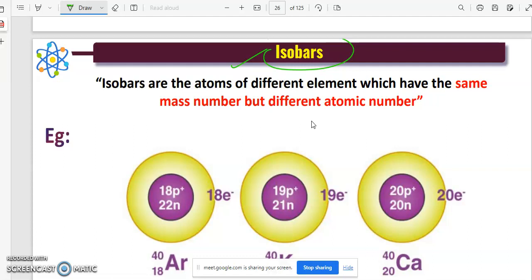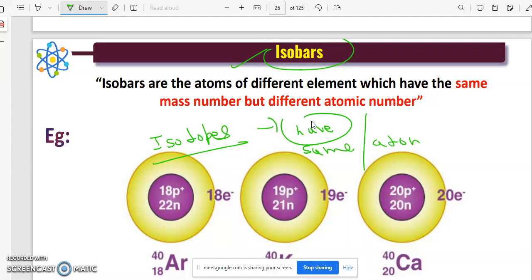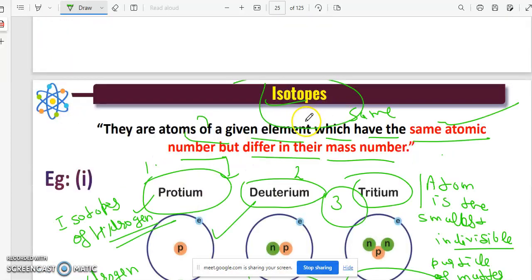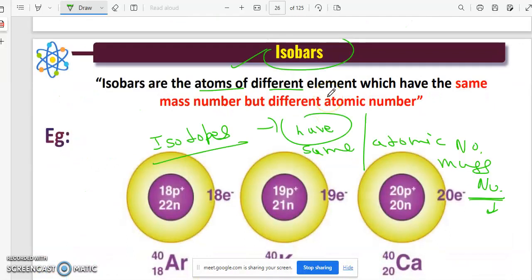So, what were isotopes? Can you tell me? They have the same atomic number, but different mass number. So isobars, you can keep in mind, are just the opposite of isotopes. Isobars are atoms of different elements which have the same mass number but different atomic number. Only this thing is different, meaning they are just opposite. Like in these, atomic number is different but mass number is the same.